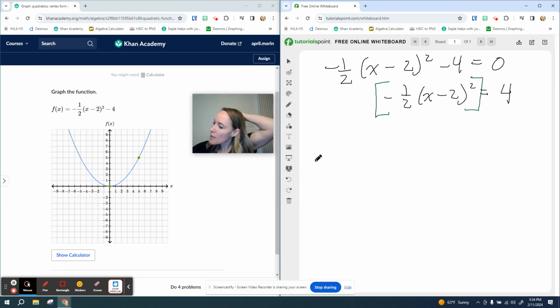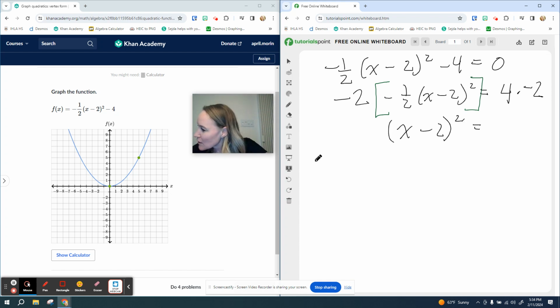So I'm going to multiply by -2 because -2 is the reciprocal of -1/2, right? So I'm going to multiply this side by -2. And so now I have, is that really what I want to do? I think so. When you take the square root of a negative number, anyway, okay. (x minus 2) squared equals -8.